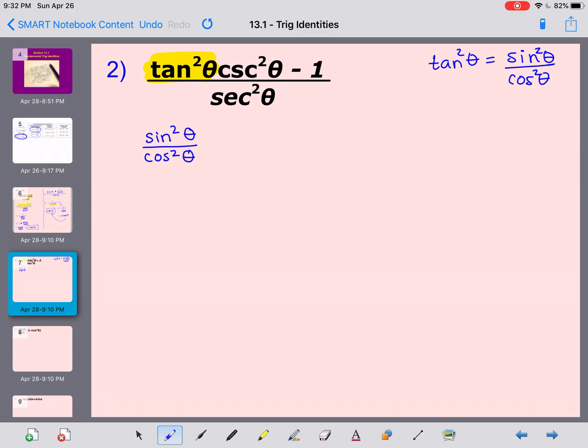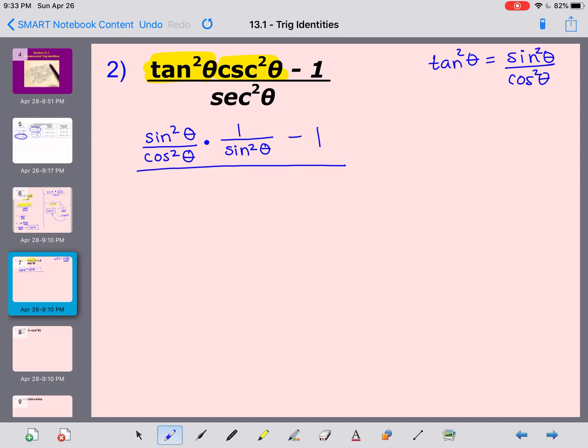Secant squared theta, I'm going to change that, it's multiplication here, into 1 over sine squared theta minus 1. Now notice I have no clue where this is going right now. I can't see how this is going to work out. I'm just going for it, and we'll see what happens.